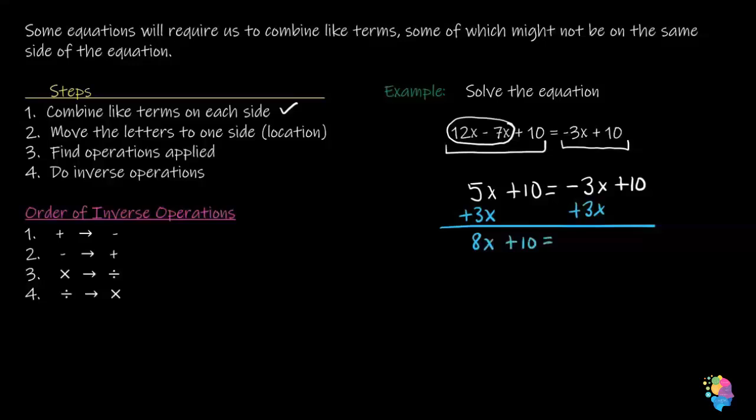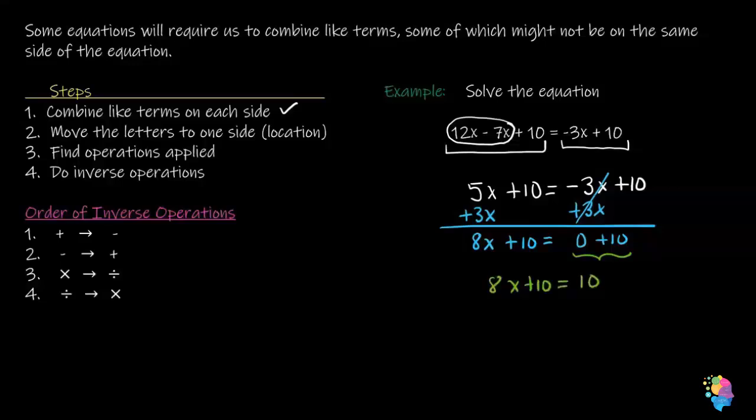On the right side, I have negative 3x plus 3x, and that gives me 0 plus 10. Remember, right here is a 0 because we are adding and subtracting. So 3 minus 3 will be 0. We will continue to simplify because 0 plus 10 is just 10. So I have 8x plus 10 is equal to 10.